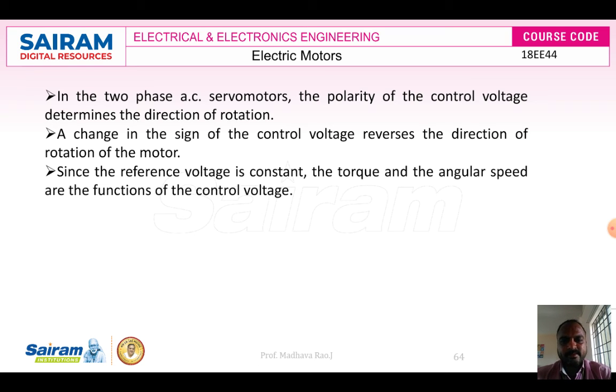In a 2-phase AC servo motor, the polarity of the control voltage determines the direction of rotation. According to the control voltage direction, the AC servo motor will rotate. A change in sign of the control voltage reverses the direction of rotation of the motor. In a 3-phase induction motor, there are R, Y, B terminals. If you change any 2 phases, the direction of the induction motor will change. Similarly here, if you change the control voltage polarity, you can change the direction of the AC servo motor.